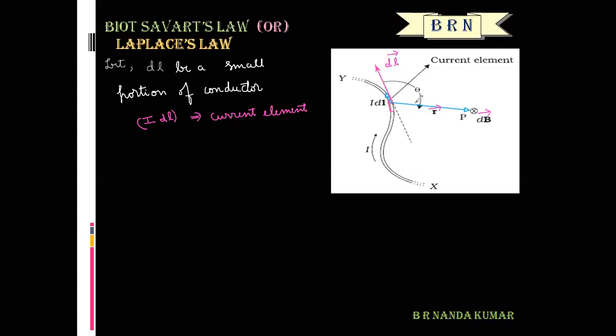Suppose dl vector and r vector are rotated in the anti-clockwise direction, then the magnetic field is normally inwards. If dl vector and r vector are rotated in clockwise direction, then the direction of magnetic field is normally outwards, right? That can be determined by using the right hand thumb rule. Hold the straight conductor in the right hand with the thumb pointing in the direction of current, the fingers encircle the conductor, which gives the direction of the magnetic field.